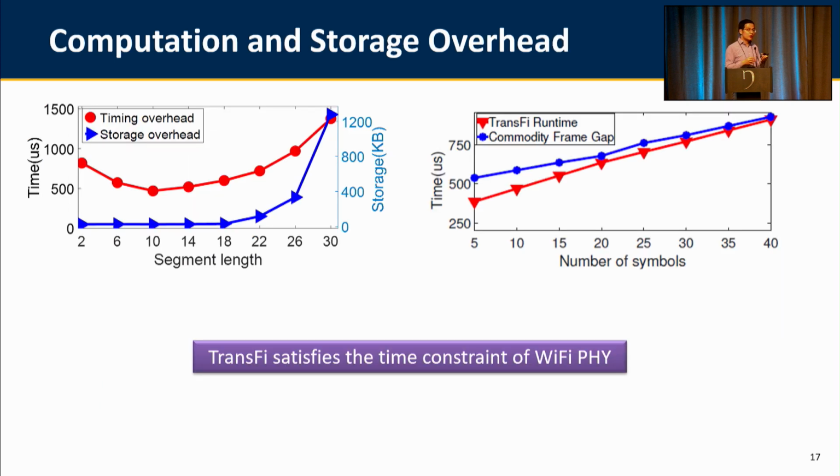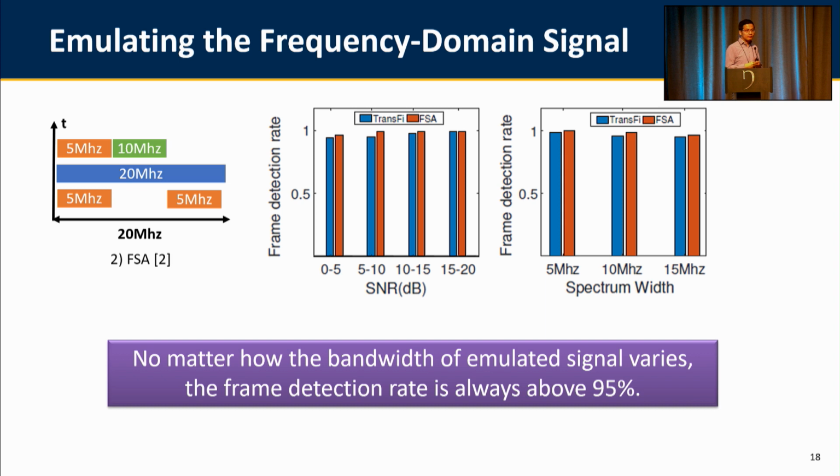And within this emulation of the time domain signal, we are also evaluating the computation and the storage overhead of doing such emulation. So as you can see from these figures, the TransFi operation in the software domain only consumes a very small amount of storage overhead, and the time it consumes fits well within the timing constraints of the Wi-Fi physical layer operations. So with that being said, you can safely use our technique to achieve real-time communication and data transmission in practical cases.